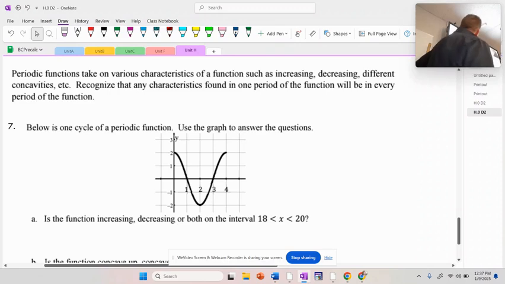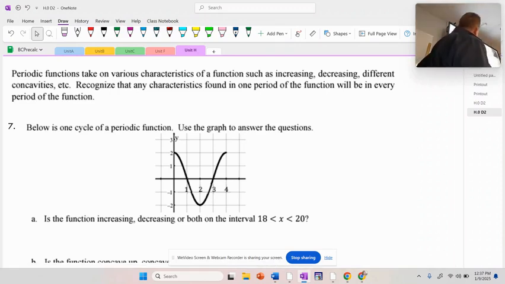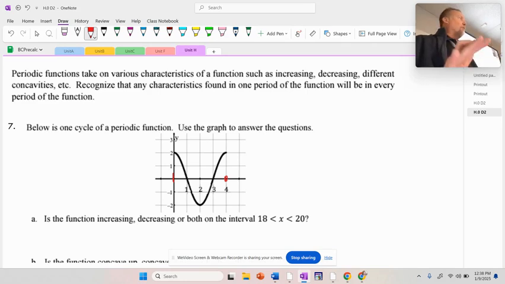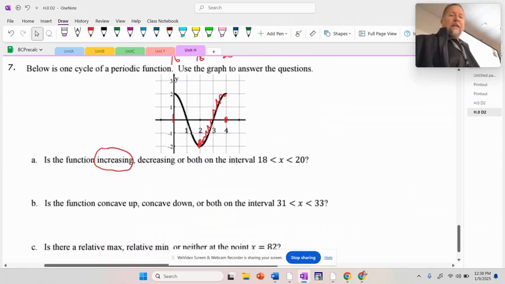Okay, let's move on. I feel like doing the video, I'm taking longer. Below is one cycle of period. Use the graph to answer these questions. You can read that up there. Is the function increasing, decreasing, or both on the interval 18 to 20? It's the same game. 0 to 4 is the period. From 18 to 20, what's a full cycle? What are the x values? Not 18 to 20, but what? And feel free to put them anywhere. Like just say, okay, this would be from 16 to 20. So here's where 18 is. What is happening from 18 to 20? Is it increasing, decreasing, or both? It's increasing.